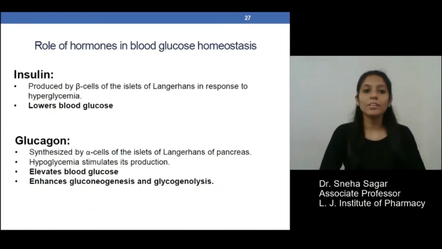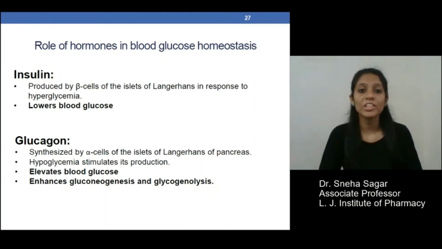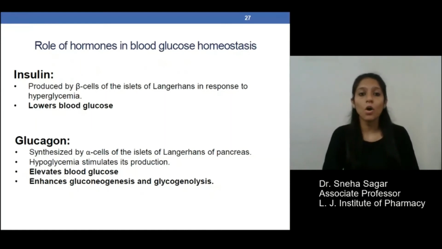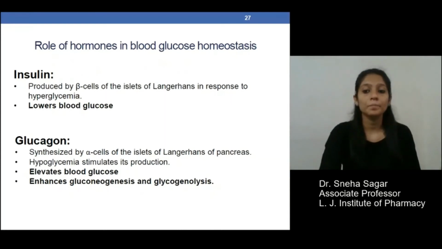Here we have some hormones which are responsible for blood glucose homeostasis. The first hormone is insulin, which is produced by the beta cells of the islets of Langerhans and which lowers the blood glucose. All the other hormones are responsible for elevation in the blood glucose level. Glucagon elevates blood glucose by enhancing gluconeogenesis and glycogenolysis.